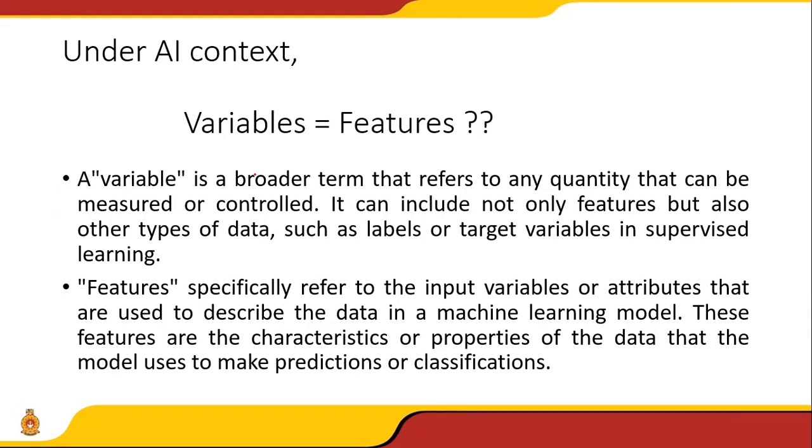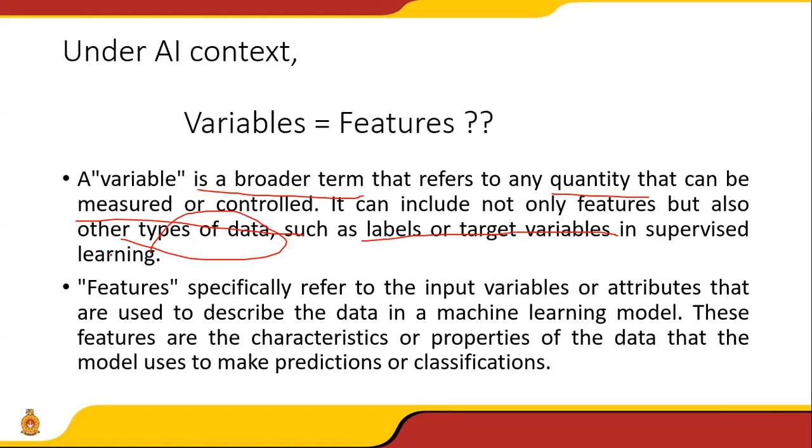A variable is a broader term, according to this. A variable is a broader term that refers to any quantity that can be measured or controlled. It can include not only features but also other types of data, right? So at a glance you can understand there's some difference in this case. The difference is we have some other types of data too. What are the examples? Labels and targets in supervised learning. Sometimes you haven't learned what supervised learning is. Sooner or later you will learn what supervised learning is, and you will learn much more things here.